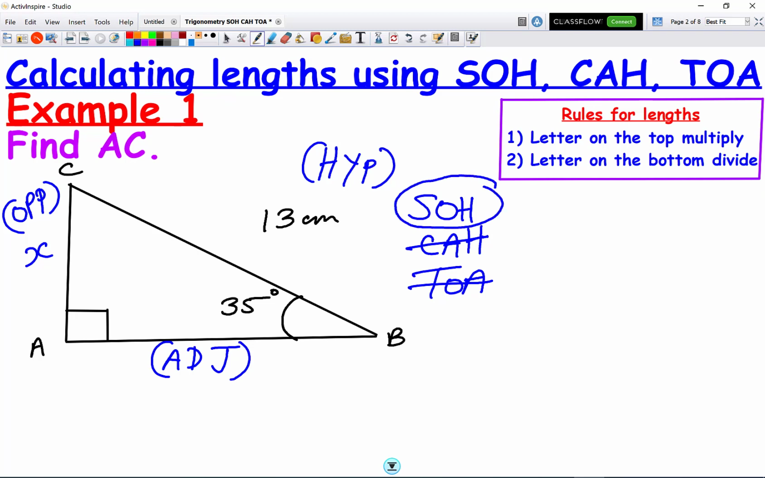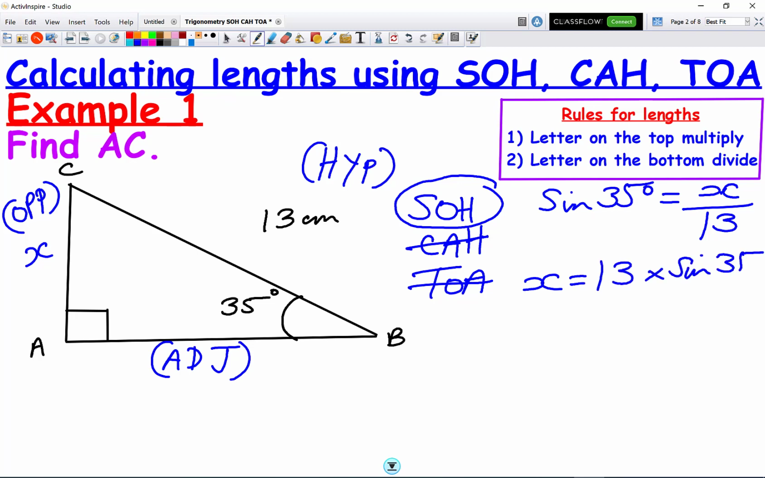Now S stands for sine, so we're going to write the following. Sine of the angle, which is 35 degrees, is equal to the opposite side, which is X, over the hypotenuse, which is 13. Now if we look at our equation, we've got some rules. The first rule: if the letter is on the top, we multiply. If the letter is on the bottom, we divide. In our case, X is on the top, so we multiply the two together. X is 13 times sine 35 degrees.